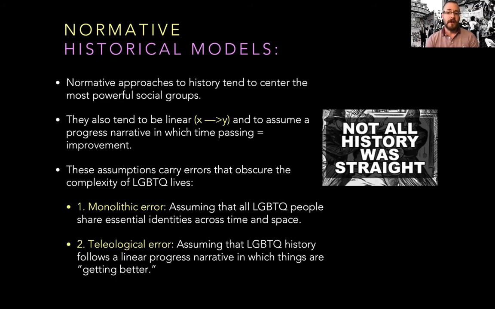Two is the teleological error, which is the mistake we make when we assume that LGBTQ history follows a progress narrative in which things are always getting better, and the past was always more oppressive, and the future will always be more liberated. That's not true. Actually what we see in queer history is much more of a push-pull relationship with power. We'll talk a lot about that in class, but things are just not automatically getting better. There were times in specific areas in the US in the 1970s where queer people had more rights and protections than they do today. So this would also be a false assumption.